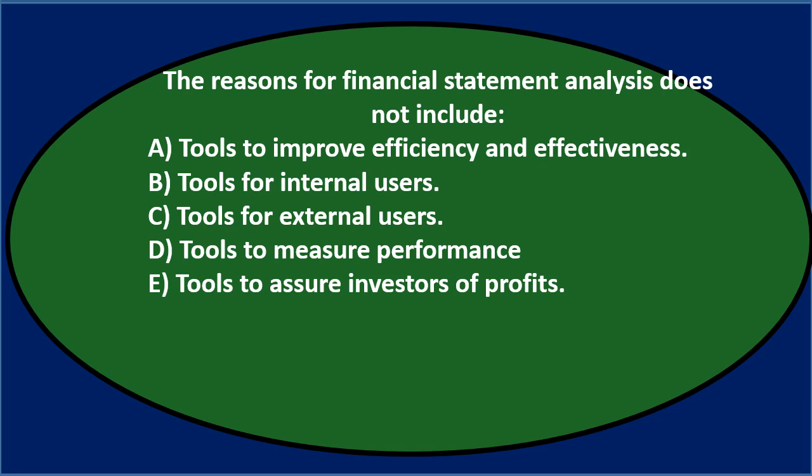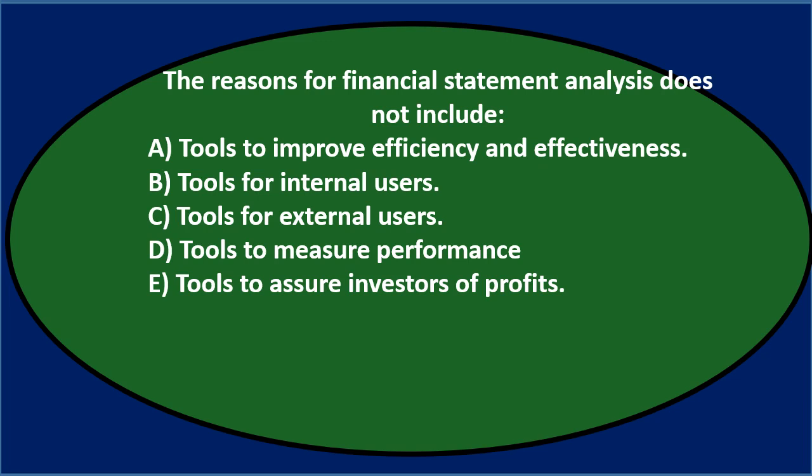First question: the reason for financial statement analysis does not include A, tools to improve efficiency and effectiveness, B, tools for internal users, C, tools for external users, D, tools to measure performance, E, tools to assure investors of profits. Let's go through this again using the process of elimination.